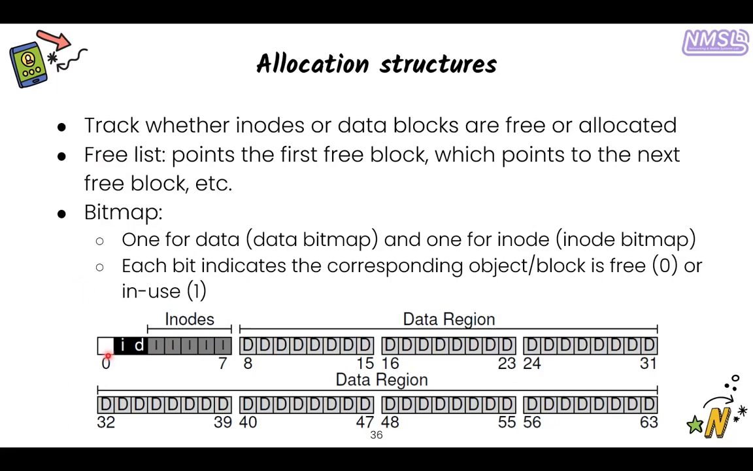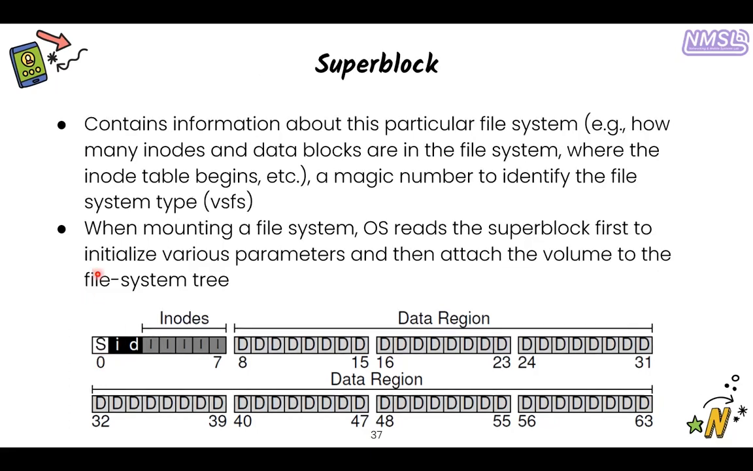Now we still have 1 block remaining here, and we're going to name that the super block. So this contains information about this particular file system. Basically, it means how many inodes and data blocks are in the file system, where the inode table begins, and also a magic number to identify this file system type. So in our case, VSFS.